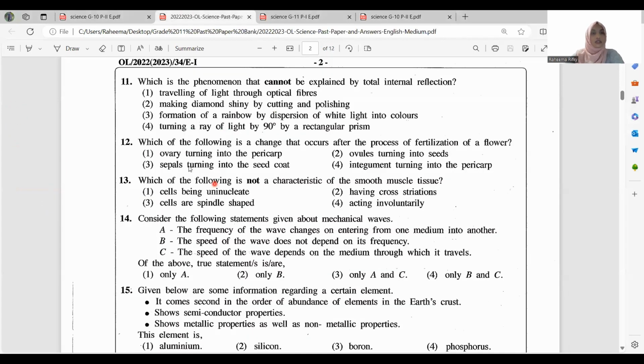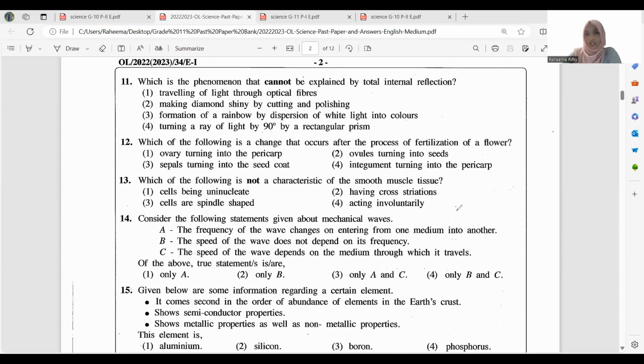We'll see the answers. Ovary turning into pericarp? No, it's turning into fruit. Ovules turning into seeds? Yes, of course, it is turning into seeds. So now you found the answer actually. We'll go through sepals turning into seed pod. No way. Sepals can be worn out, or if they remain, they become the fleshy part and come as the pericarp. Integument turning into the pericarp? No, actually the sepals. So the second one is the answer. Now we are moving to the 13th question. It's all about the smooth muscle tissue.